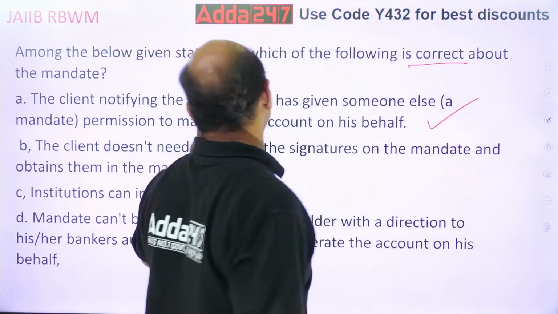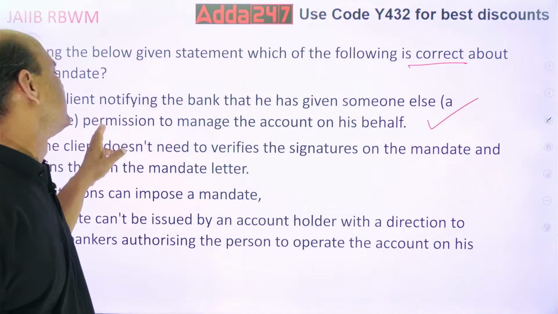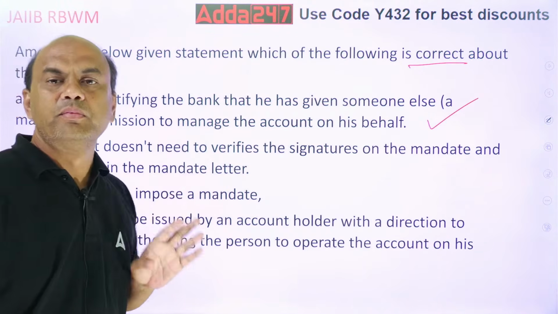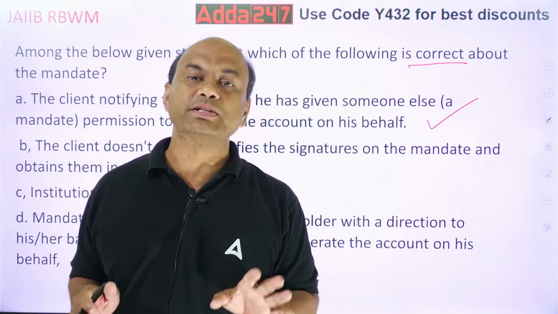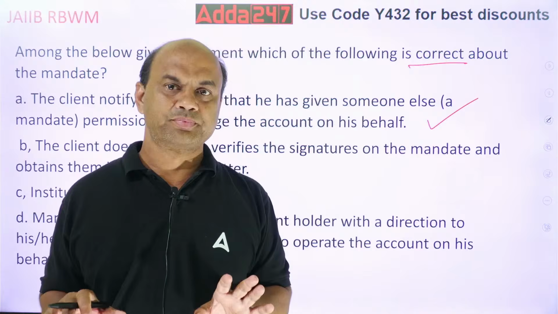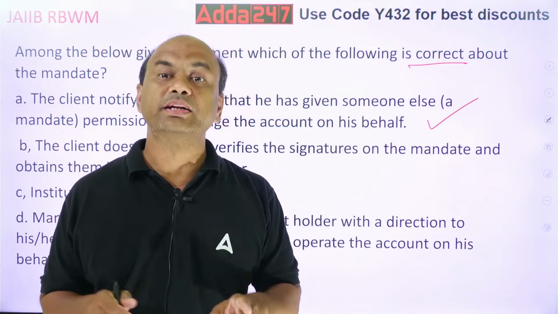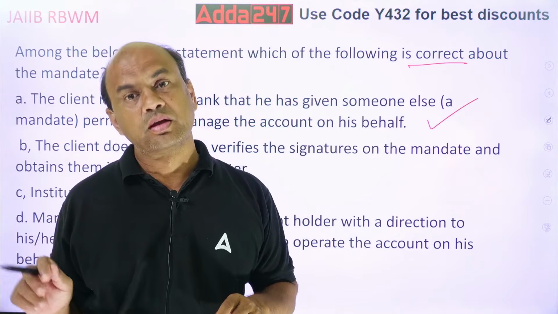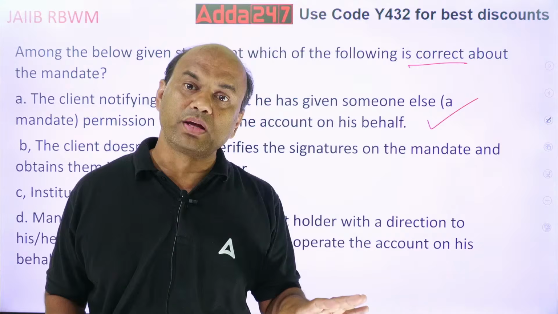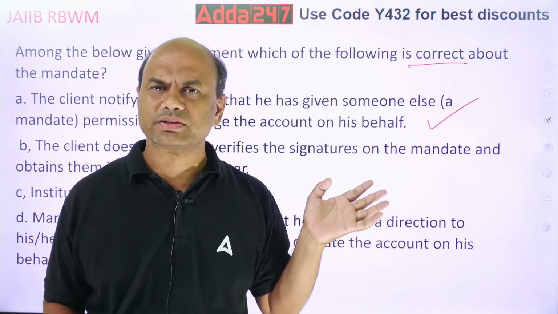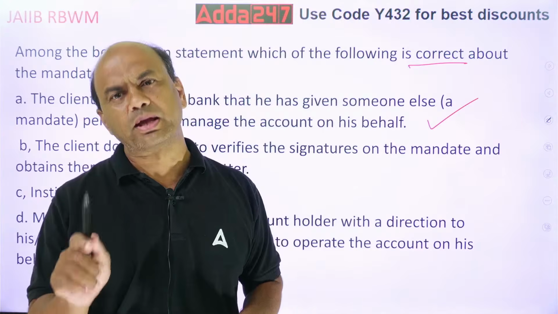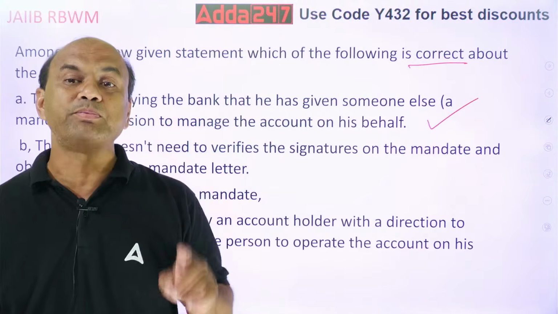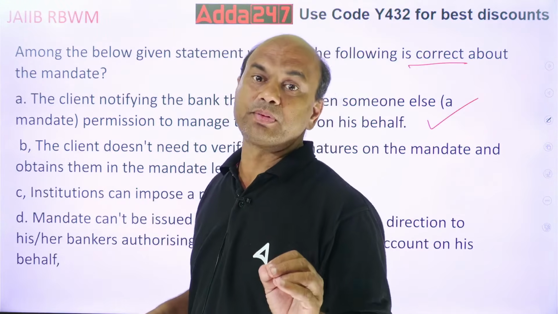A client notifying the bank that he has given someone else permission to manage the account on his behalf. That is basically a mandate. Kindly understand the difference between power of attorney and mandate. Power of attorney needs to be registered. Mandate need not be registered. Power of attorney can be general POA for a large number of activities. Mandate will be only for a bank account. Only one job, that is the bank account, and not registered, on a plain paper.